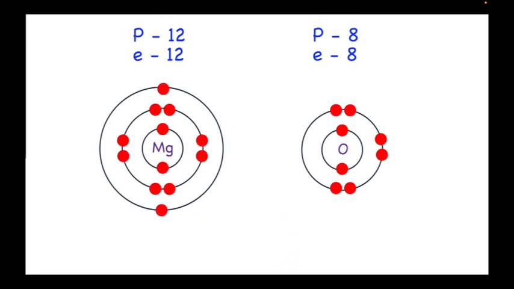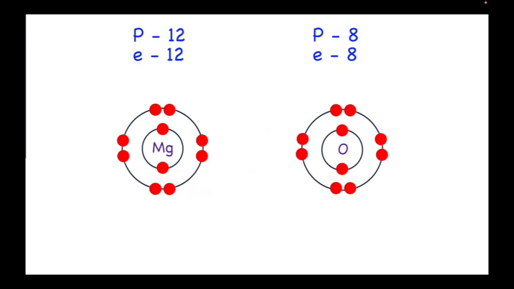Let's move on to magnesium and oxygen. Magnesium has 12 protons and 12 electrons. It needs to lose 2 electrons to become stable. Oxygen has 8 protons and 8 electrons but needs 2 more electrons to fill its outermost shell. So, magnesium transfers 2 electrons completely to oxygen.